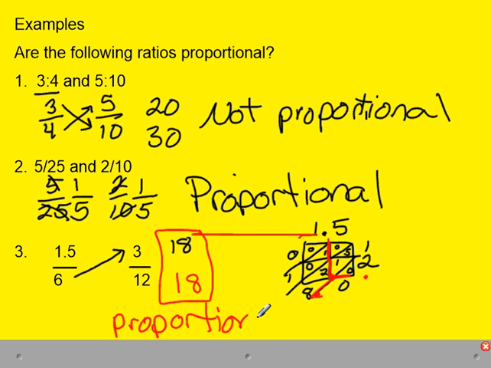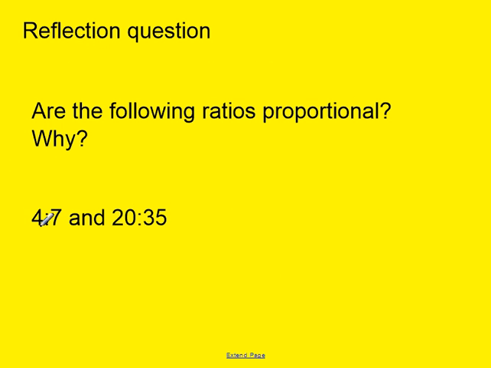Okay? So there's the basics of proportions. Your reflection question is I want you to find out if these two ratios are proportional, and most importantly, I want you to tell me why. If you just submit a yes or a no, you will not get credit for this reflection.